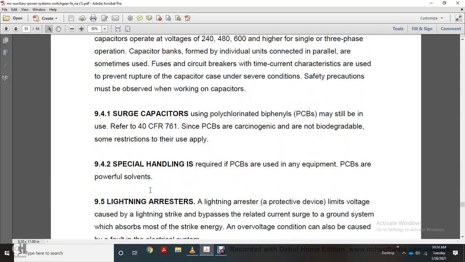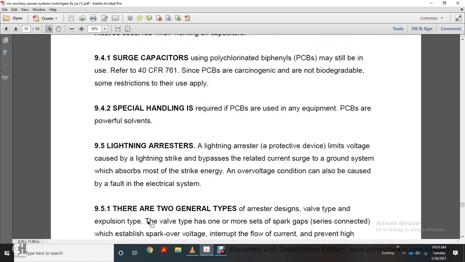Surge capacitors with polychlorinated biphenyls may still be used. Refer to Table 4, 40 CFR 761. Polychlorinated biphenyls are carcinogenic and non-biodegradable. Some restrictions apply. Special handling is required when polychlorinated biphenyls are used in equipment.